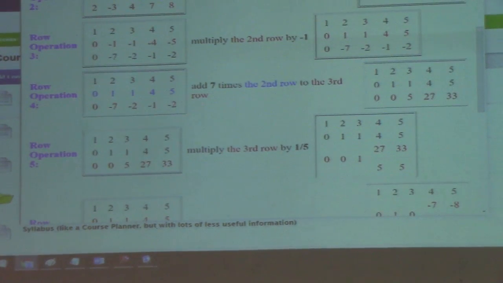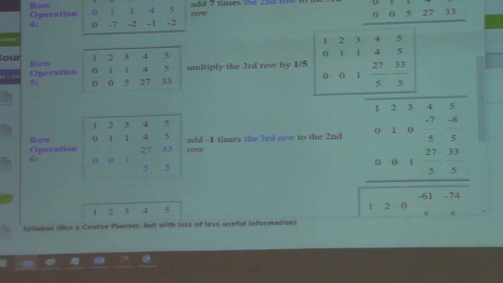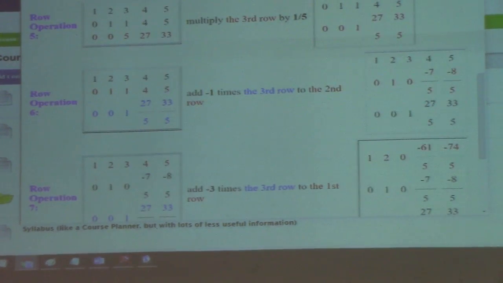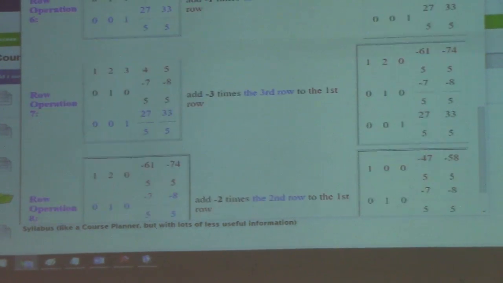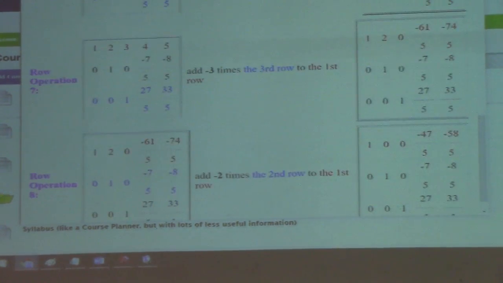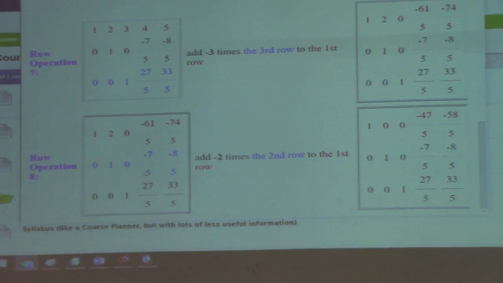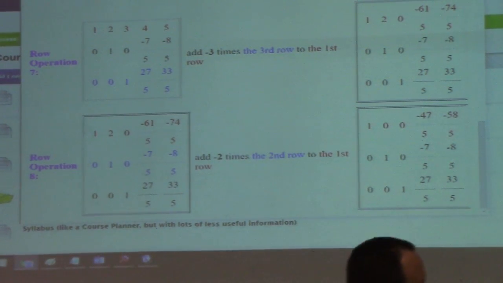And there are fractions as usual. Now he's doing the backwards pass. And almost done. Now we're back to the second pivot. We've got to clear out that 2 up there. And there you have it: the reduced row echelon form.